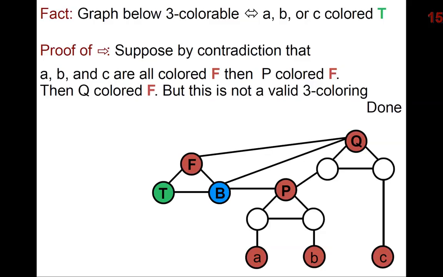So if A, B, and C are all F, then P is colored F. And otherwise, if any of them is green, you can color it green. Basically, this triangle here is just the truth, it's the OR of those two variables. So if A is green, you can make this thing blue, and this thing, I guess, green.